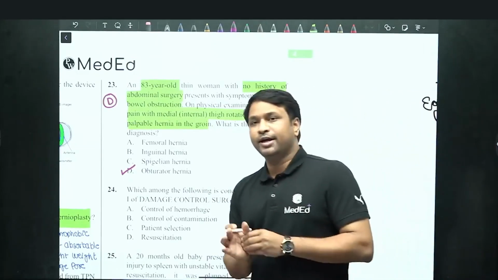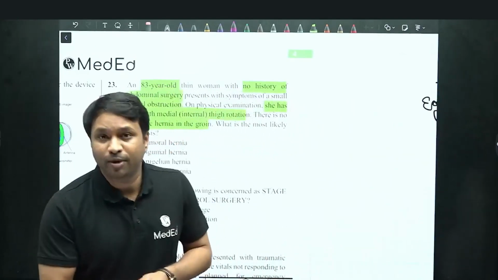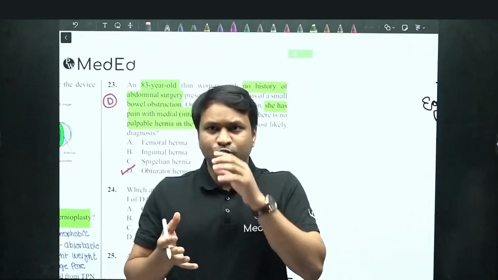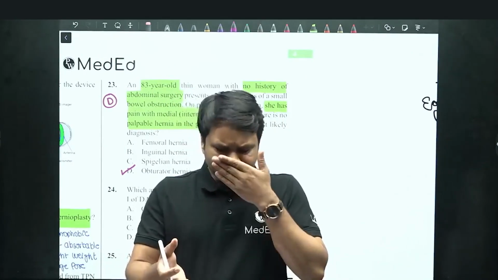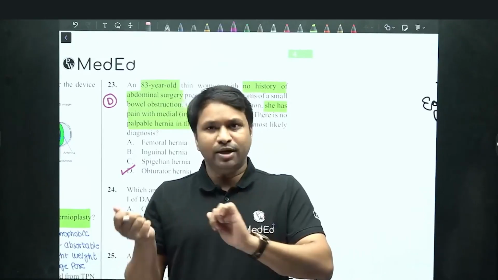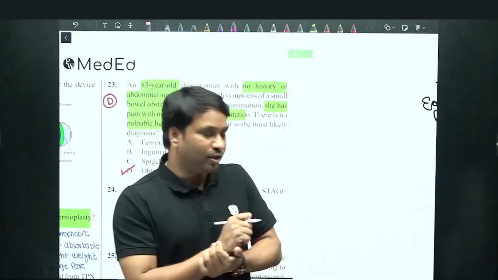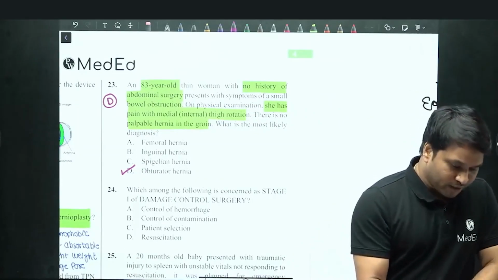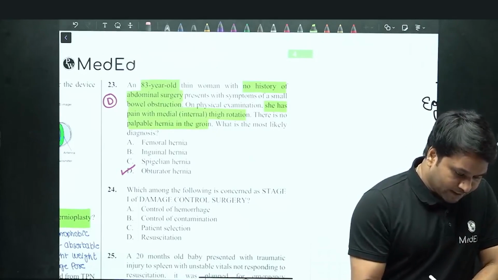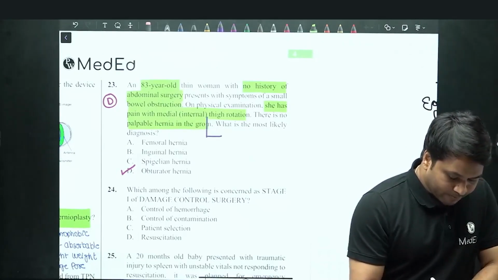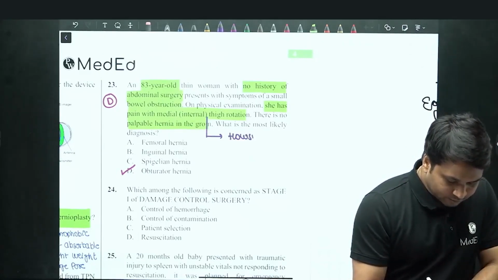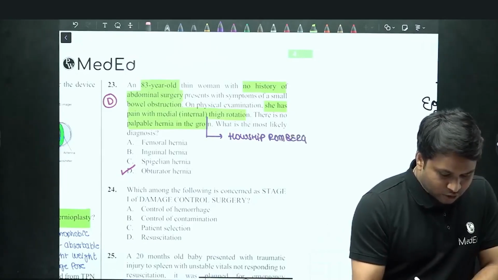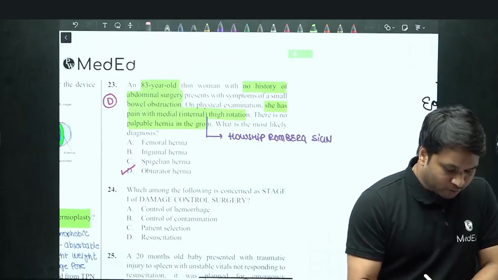Now, in an obturator hernia, the hernia arises through the obturator foramen. When you do a knee flexion and then an internal rotation of the thigh, you will compress the obturator nerve, and that compression will cause shooting pain along the path of the obturator nerve. And this is what we call the Howship-Romberg sign. Very classic for your obturator hernia.